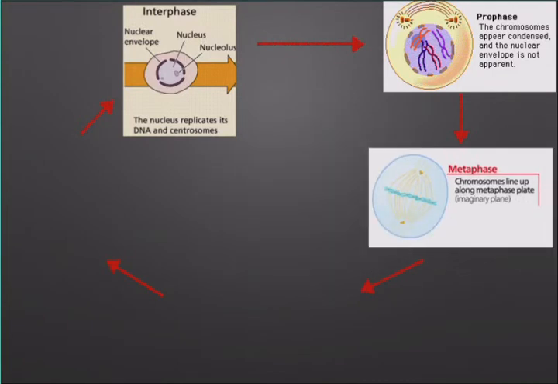Metaphase is when the sister chromatids line up at the equator and they attach to the spindle fibers through the kinetochore. And each sister chromatid is attached to a certain spindle fiber, which are then attached to the centrioles.